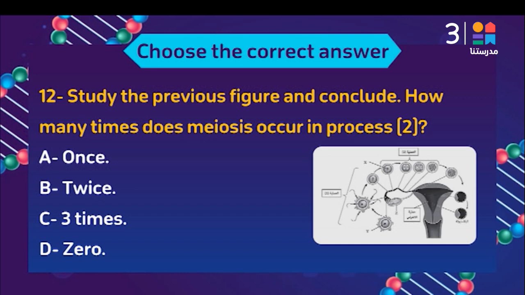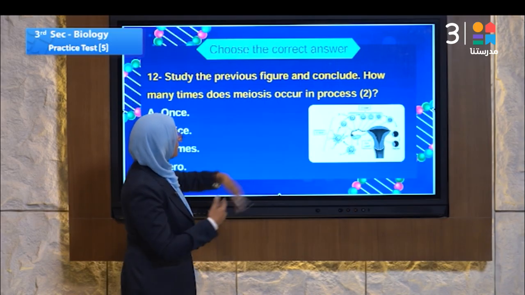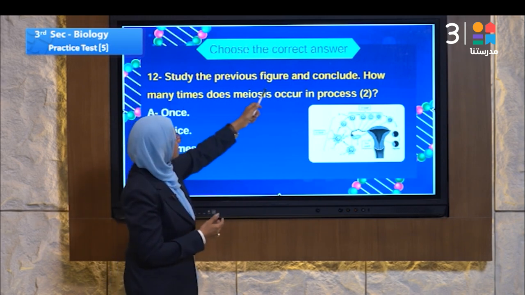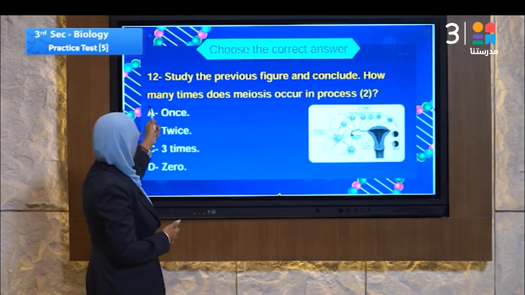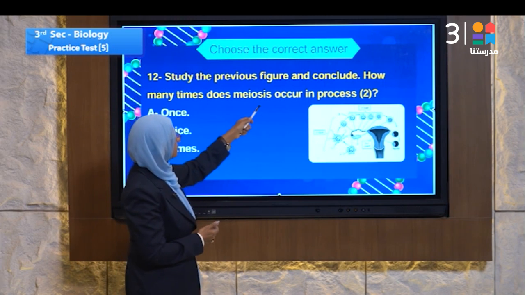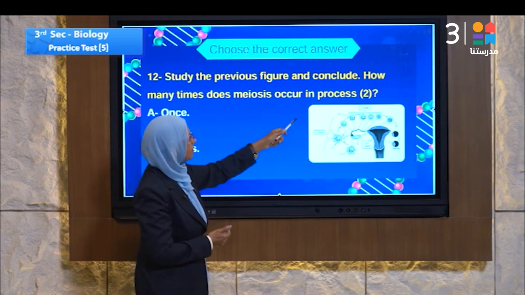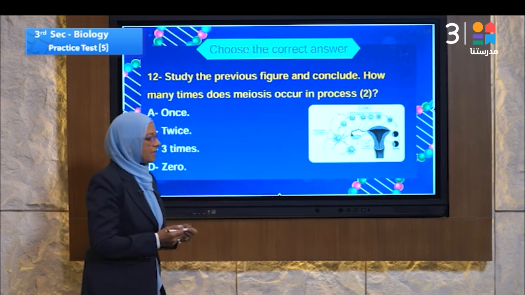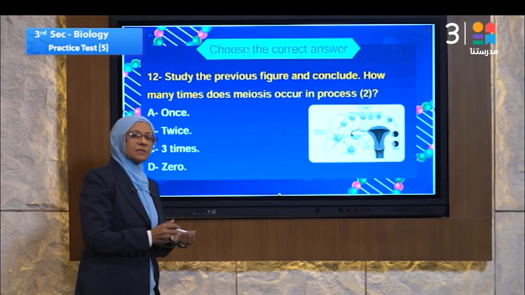Study the previous figure. That's the previous figure. We see it later. Study the previous figure and conclude: how many times does meiosis occur in process 2? What is the meaning of meiosis division?